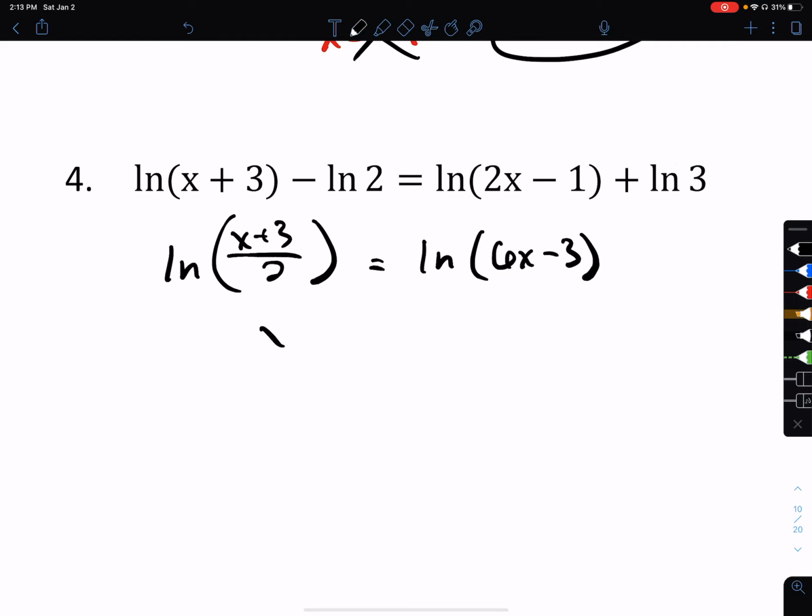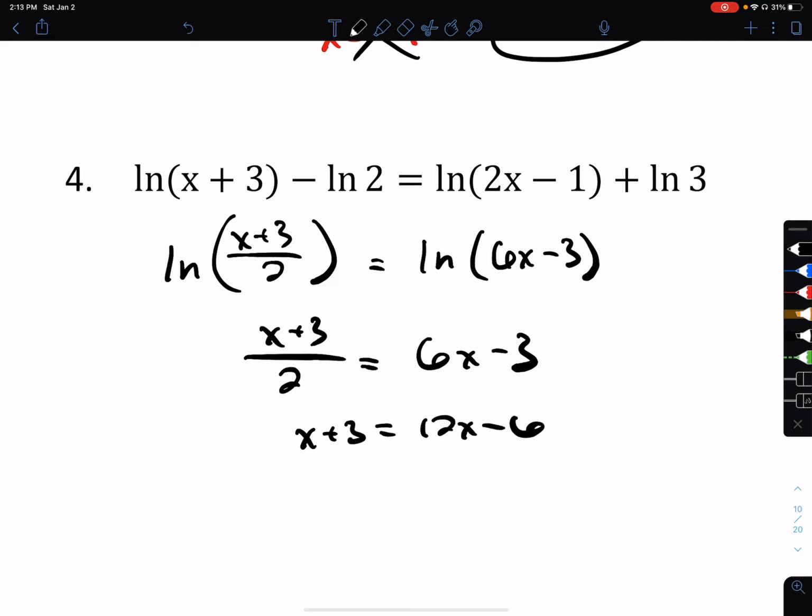We can now set the arguments equal to each other. That's the property of equality, which says if you have a log with the same base equal to a log with the same base, you can set the arguments equal to each other. Now it's an algebra 1 problem. If I multiply both sides by 2, I get x plus 3 is 12x minus 6. If I subtract x from both sides and add 6 to both sides, I'm going to get 9 equals 11x. And if I divide both sides by 11, I get x is 9/11.